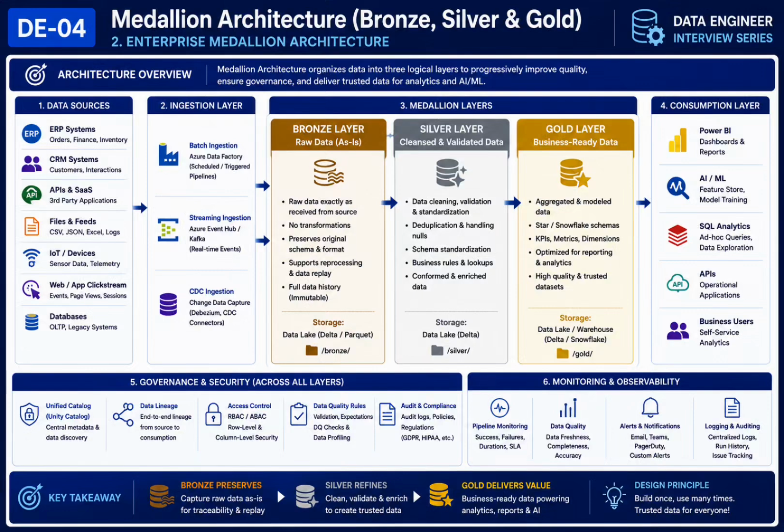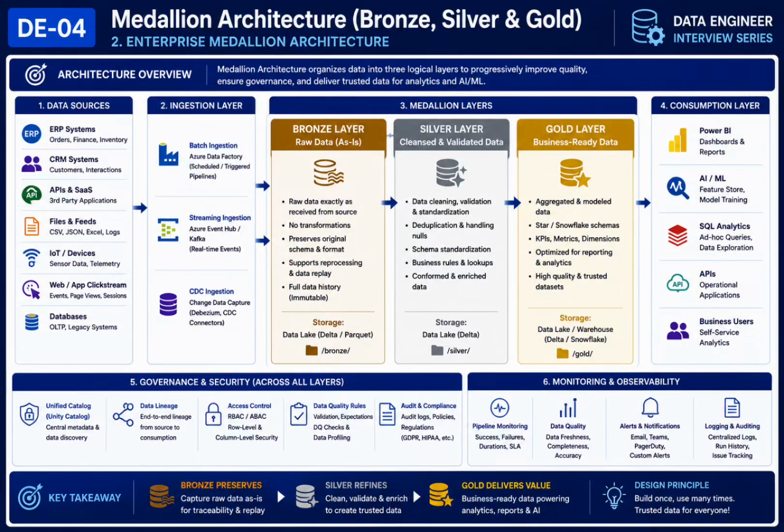Now let's talk about three Medallion layers. So bronze layer. The bronze layer stores data exactly as it arrives from the source. We don't perform transformations here because this layer acts as the system of record. If something goes wrong later in the pipeline, we can always replay the original data from bronze. In production, this data is usually stored in Delta or Parquet format inside a data lake.